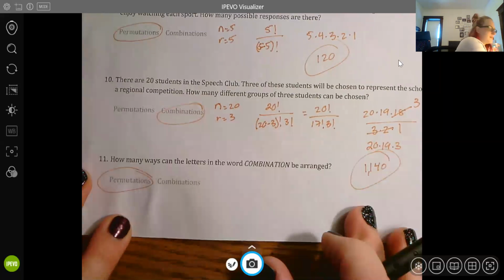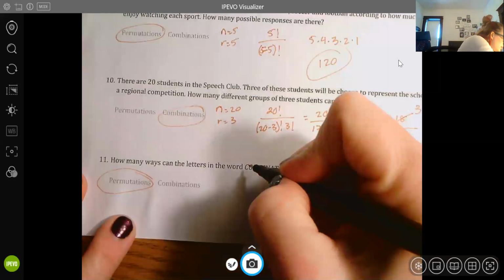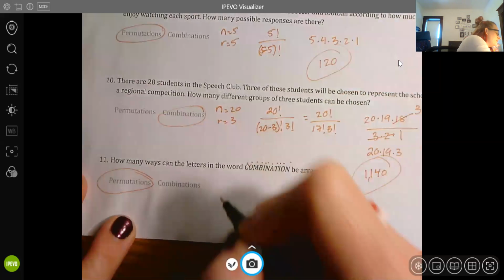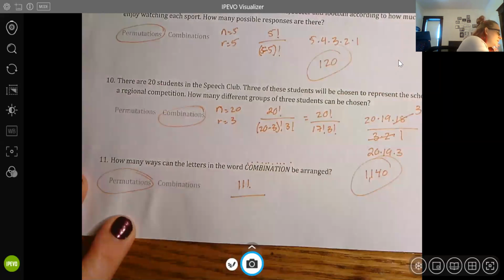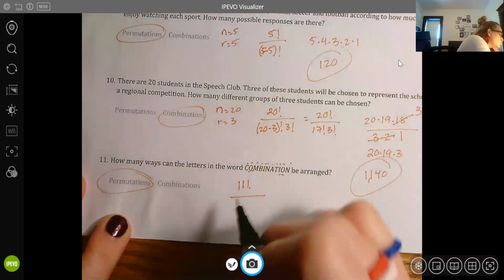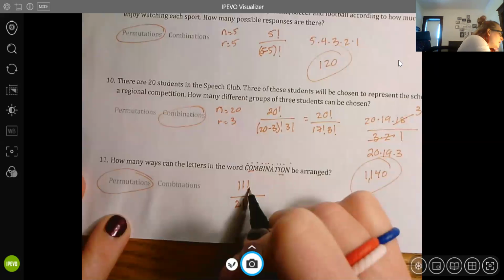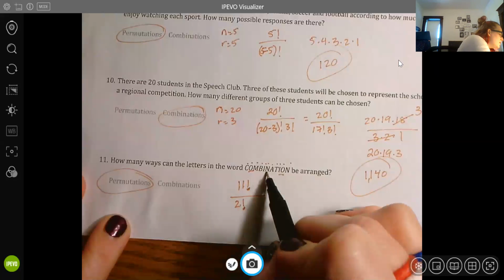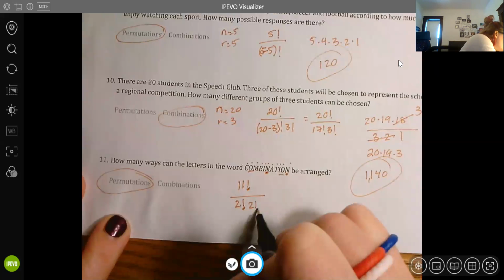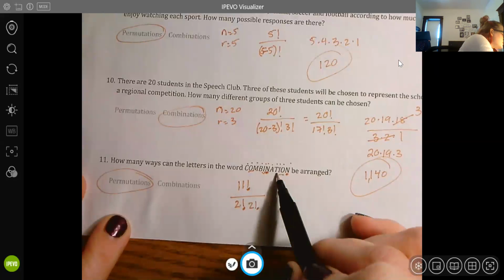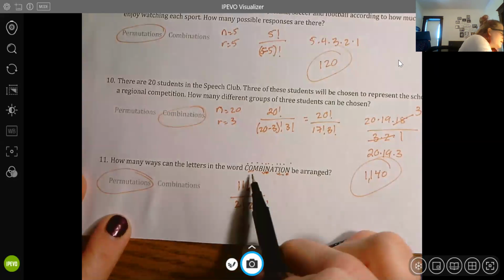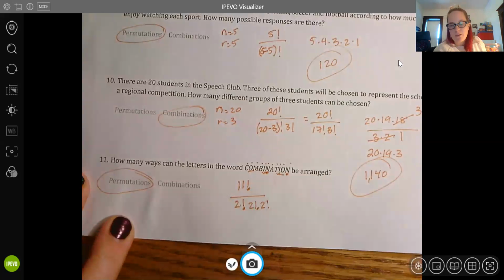All right, so count how many letters there are. 1, 2, 3, 4, 5, 6, 7, 8, 9, 10, 11. Okay, and do we have any repeats? I have an O and an O, so there's 2. Okay, and then I have an N and an N, so there's another 2. And I have an I and an I, so there's another 2. Okay, do I have any other repeats? Nope, I don't think so.